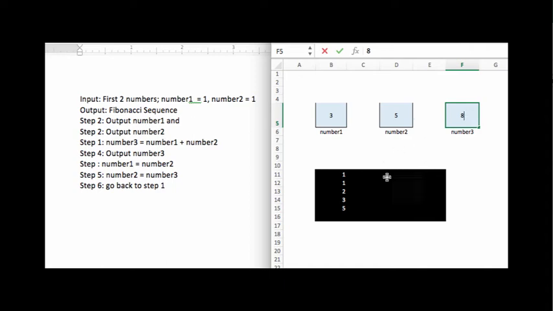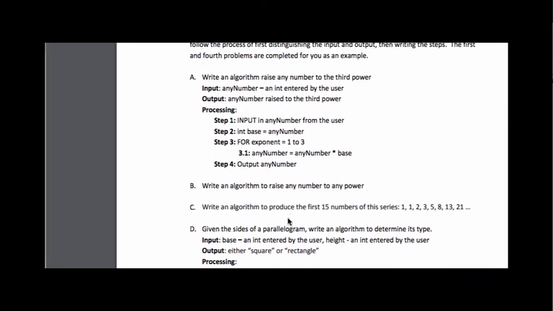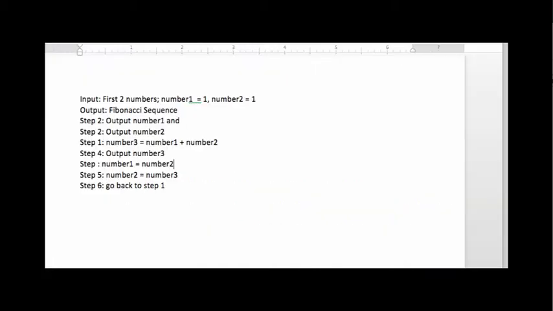Now this will go on forever. We haven't made this a finite amount of steps. What did our algorithm say? Our algorithm read to get the first 15 numbers of this series. So let's clean up our algorithm and make a loop and have it iterate 15 times.